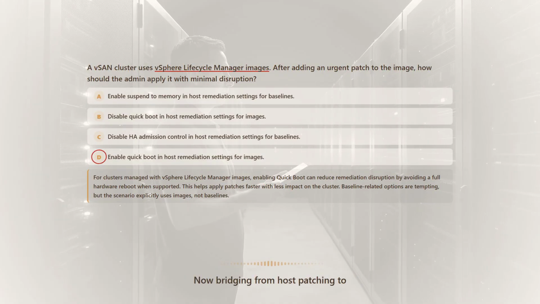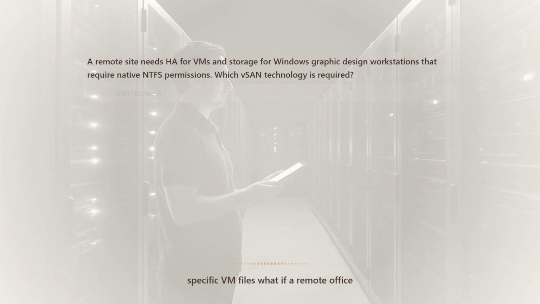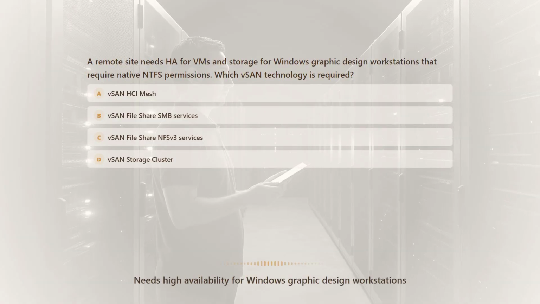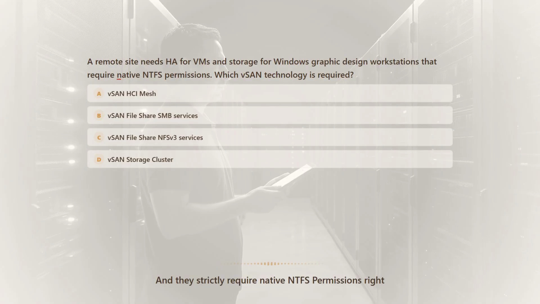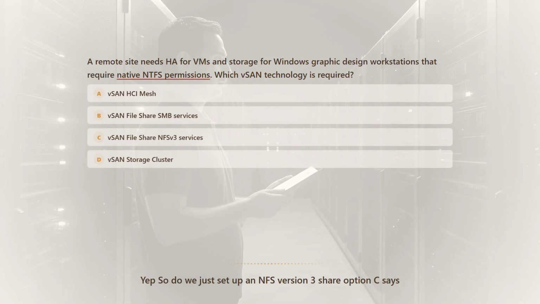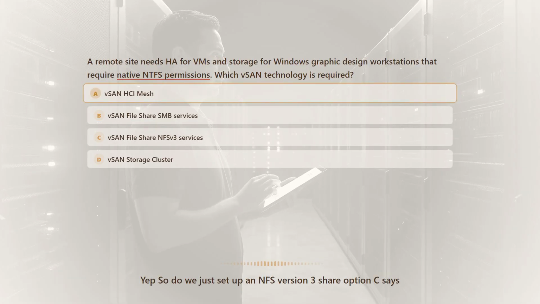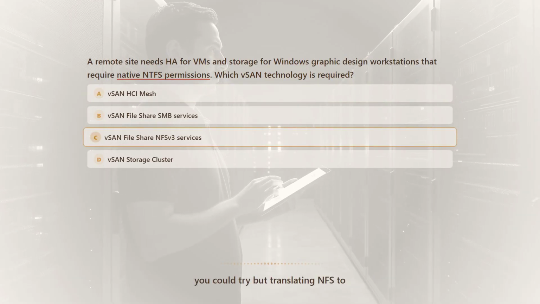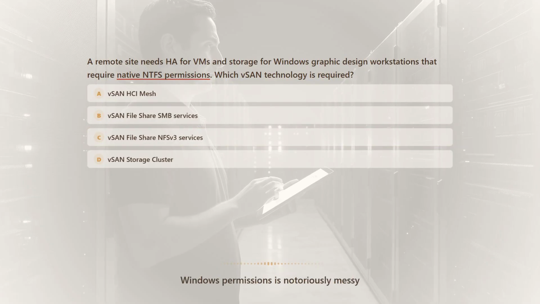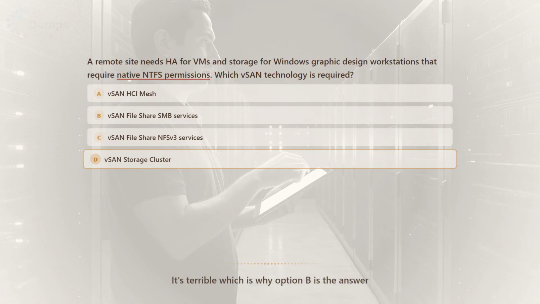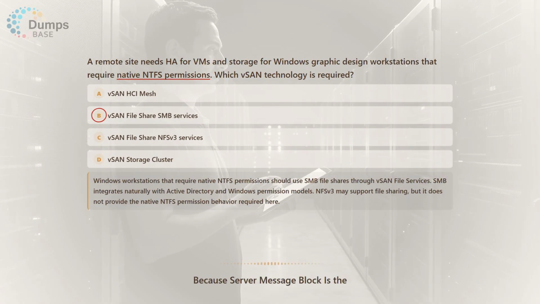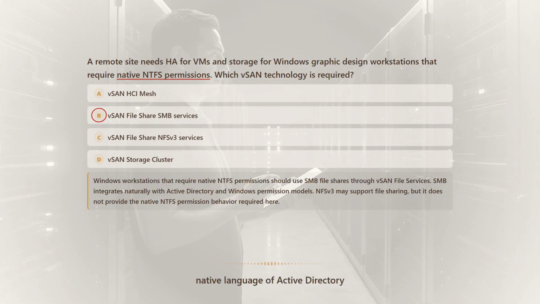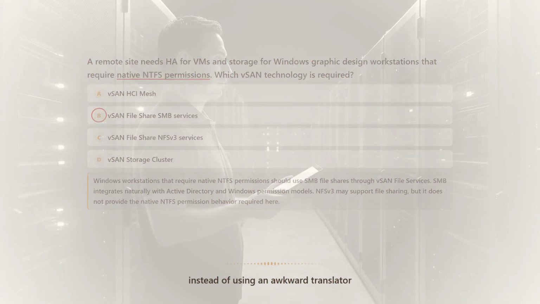Now, bridging from host patching to specific VM files, what if a remote office needs high availability for Windows graphic design workstations? And they strictly require native NTFS permissions, right? Yep. So do we just set up an NFS version 3 share like option C says? You could try, but translating NFS to Windows permissions is notoriously messy. It's terrible, which is why option B is the answer. You must use vSAN file service SMB shares, because Server Message Block is the native language of Active Directory. You just speak their native language instead of using an awkward translator.